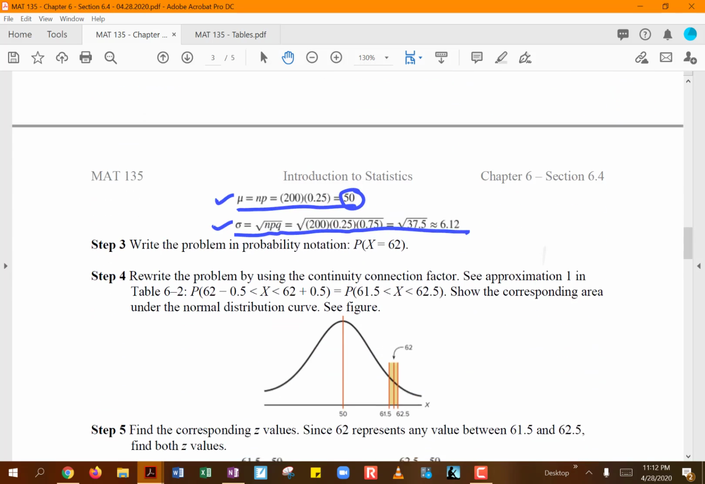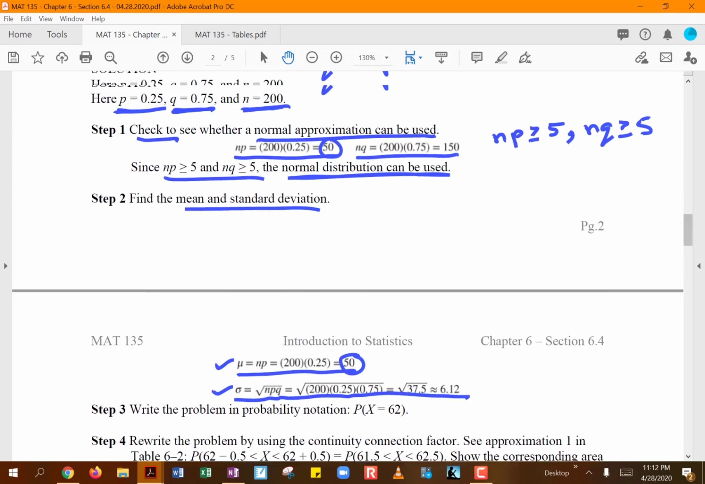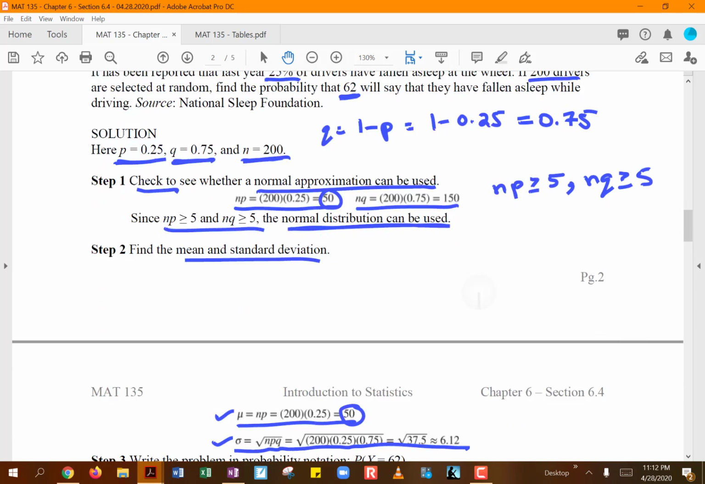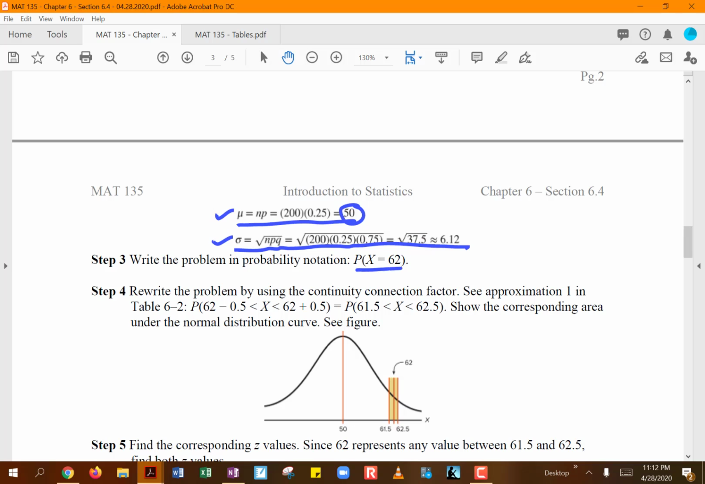Now the question is asking us, finding the probability that exactly 62 will say they have fallen asleep while driving their vehicle, right? So in this case, since they only gave us the number 62, they did not say less than, more than, at most, at least, nothing like that. So we know they're talking about exactly 62. So that's why your probability notation is going to be finding the probability where your x equals 62.